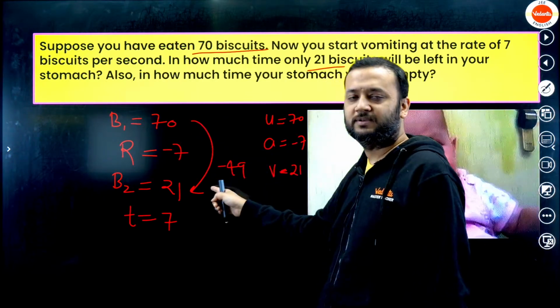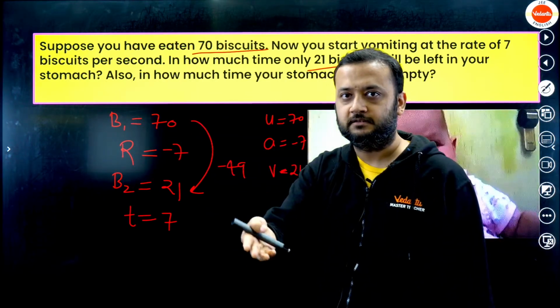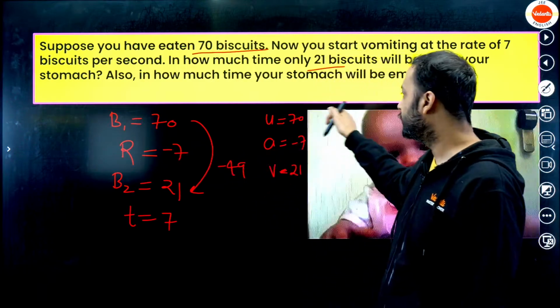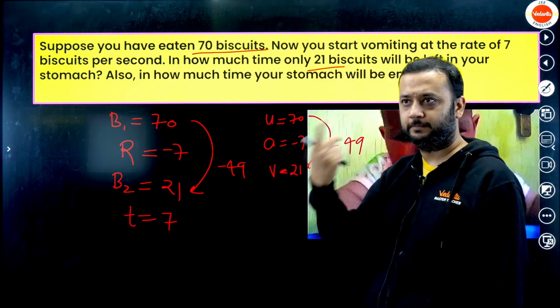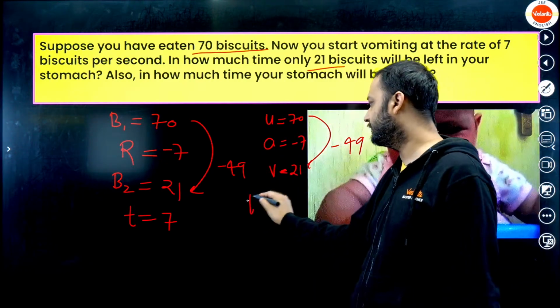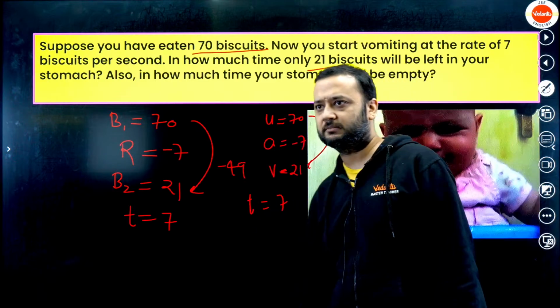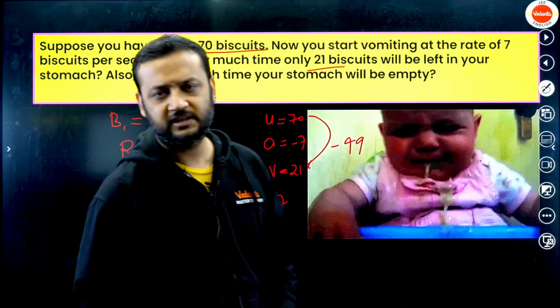So you had to decrease the biscuits by 49 and you were vomiting 7. So that means 49 by 7. Similarly, you had to decrease the velocity by 49 and how much are you decreasing per second? 7. That means time will again be 7. So can you see the relation between these two things?